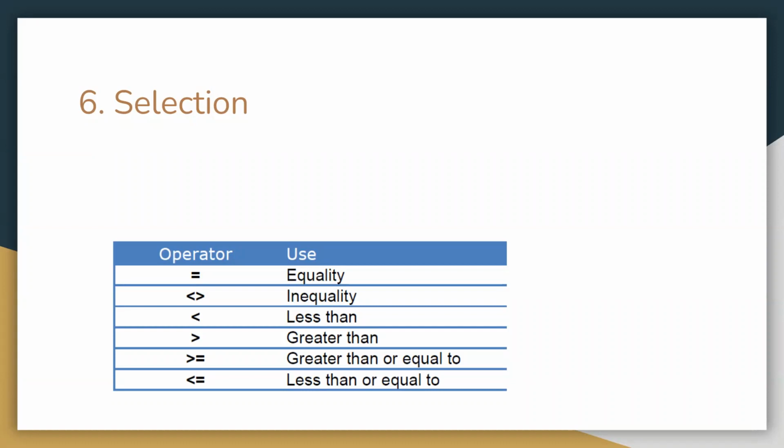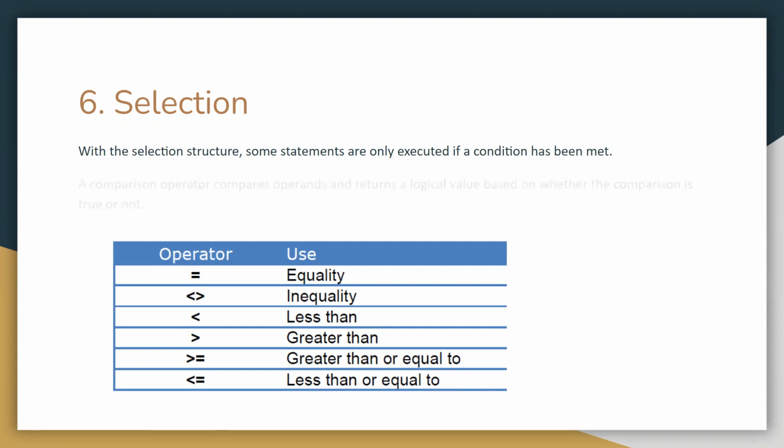Now, moving on, let us continue with a very important part of Visual Basic Programming, which is selection. With the selection structure, only some statements are executed if a condition has been met. A comparison operator compares operands and returns a logical value based on whether the comparison is true or not. These are the different operators that we can use: is equal to, is not equal to, or in other words, different from, less than, greater than, greater or equal to, less than or equal to.